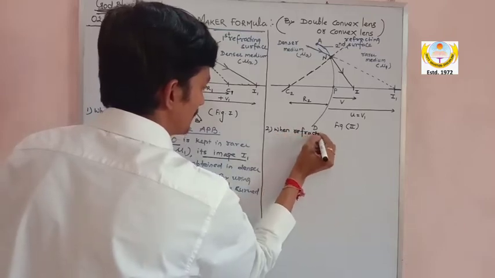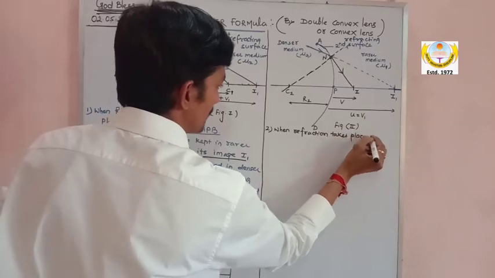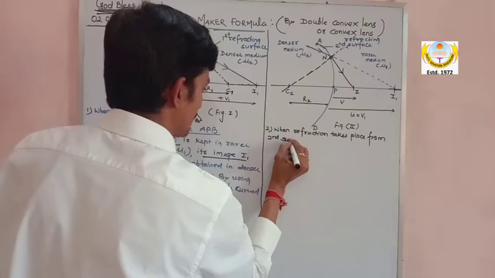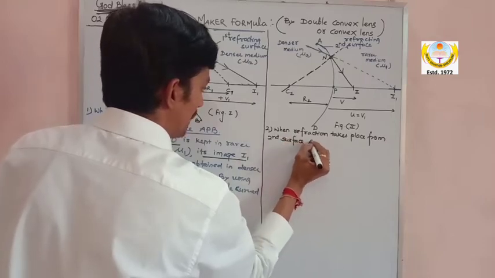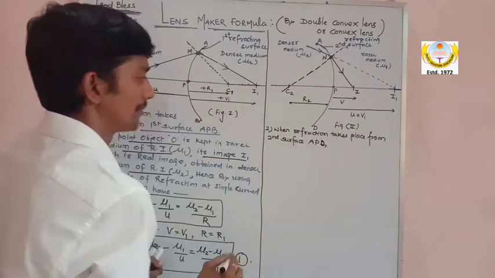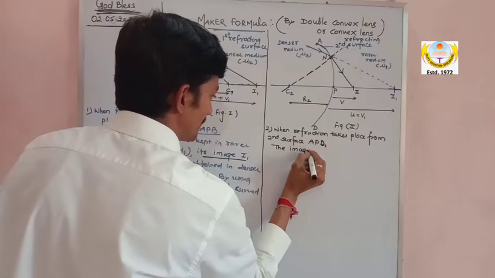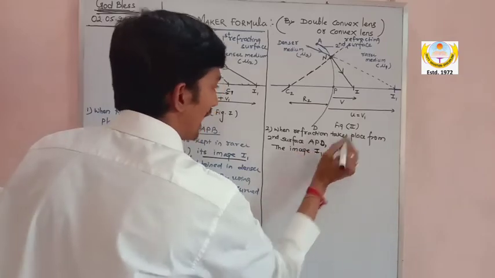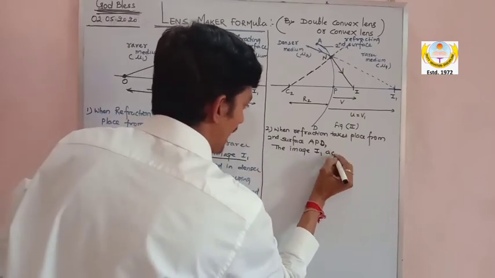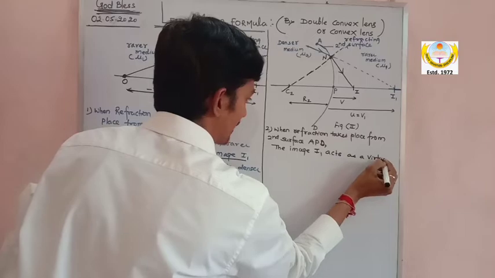So my dear, here when refraction takes place from the second surface APD, the image I1, because for this it was the image, so the image I1 acts as a virtual object.